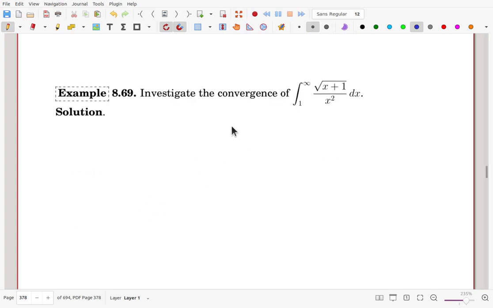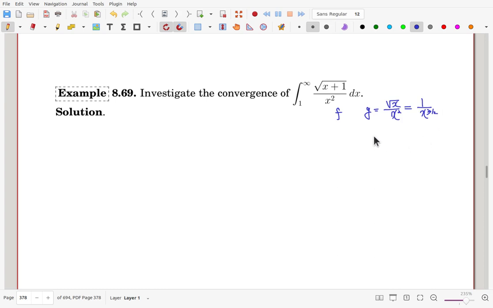For this one, as x goes to infinity, this 1 is relatively small, so the behavior of f as x approaches infinity is more or less square root of x over x squared. That is the same as 1 over x to the 3 over 2, right?